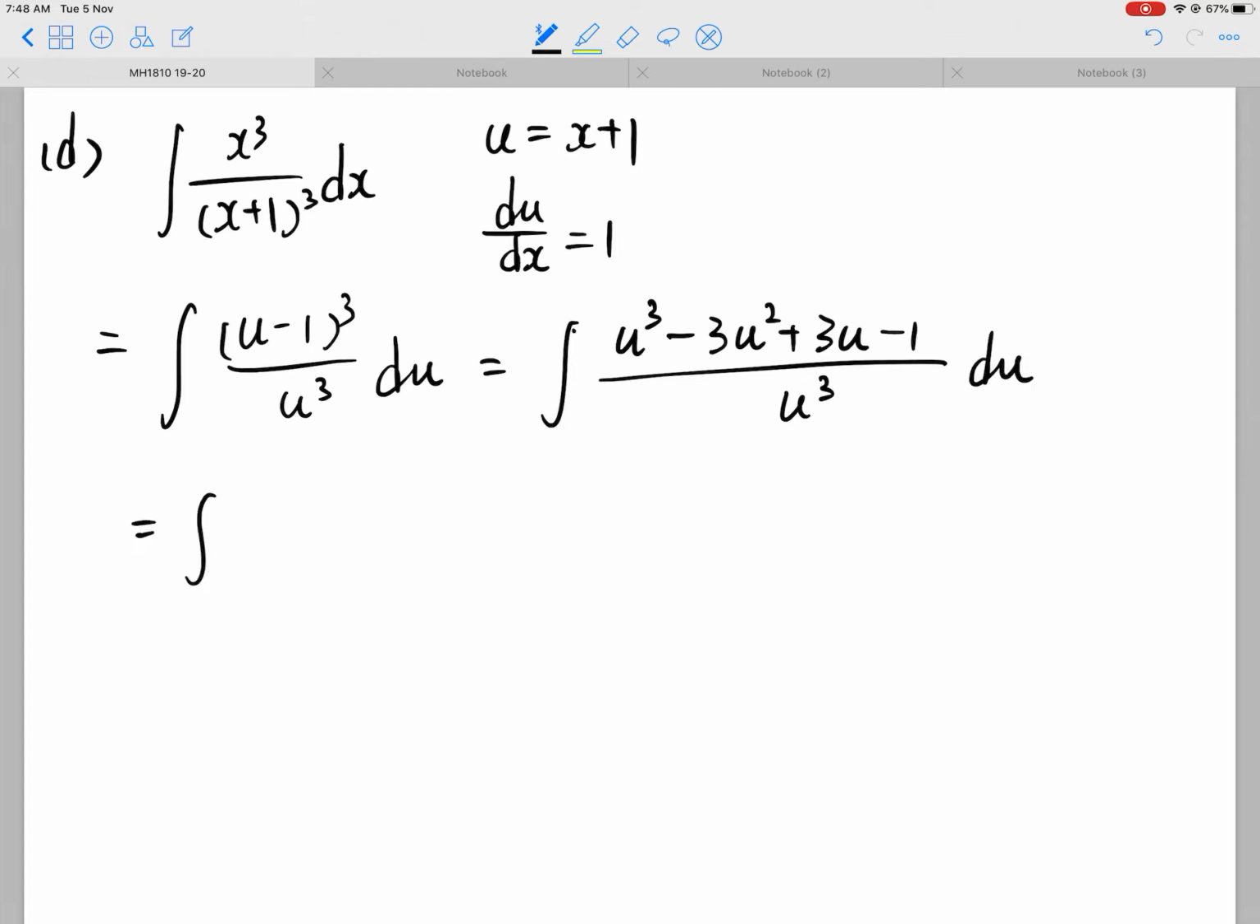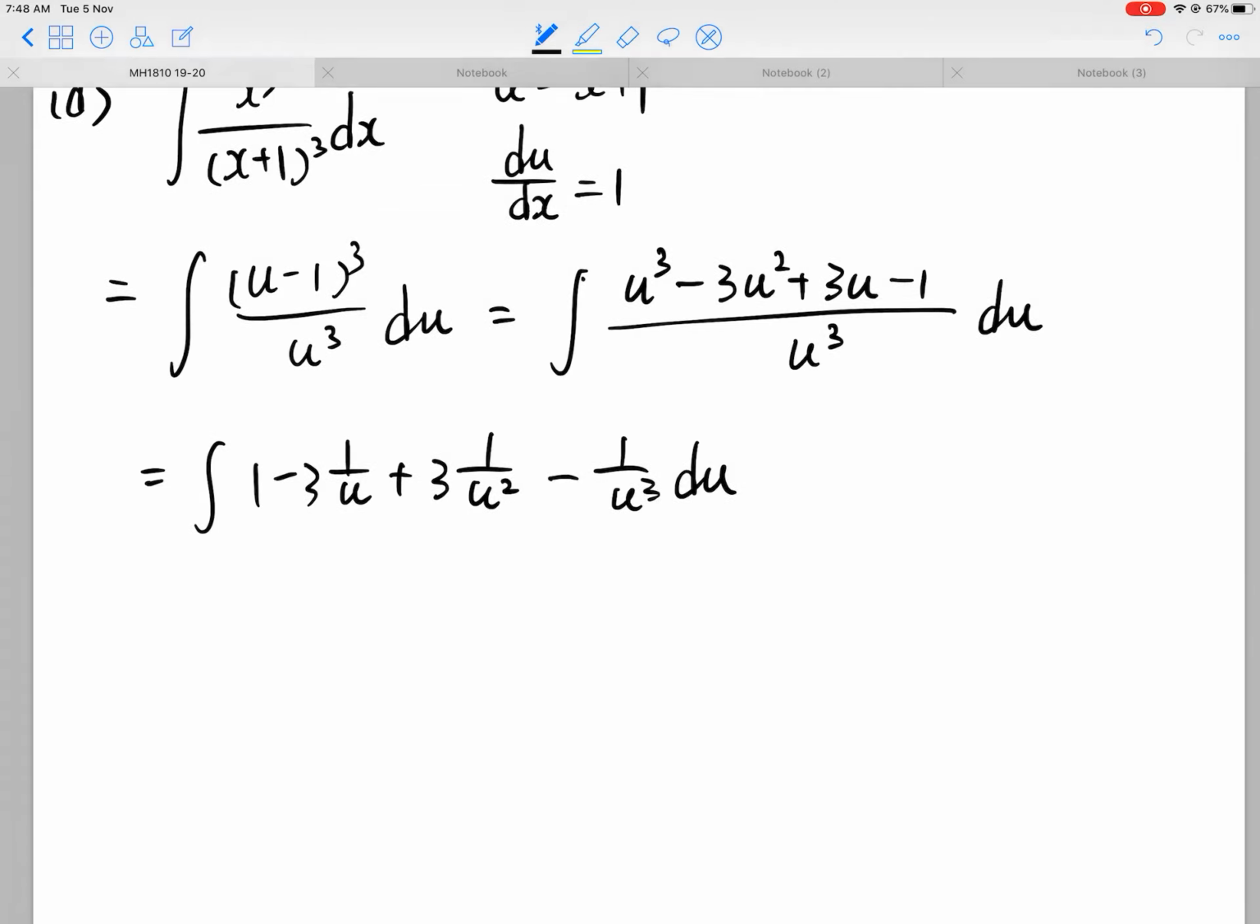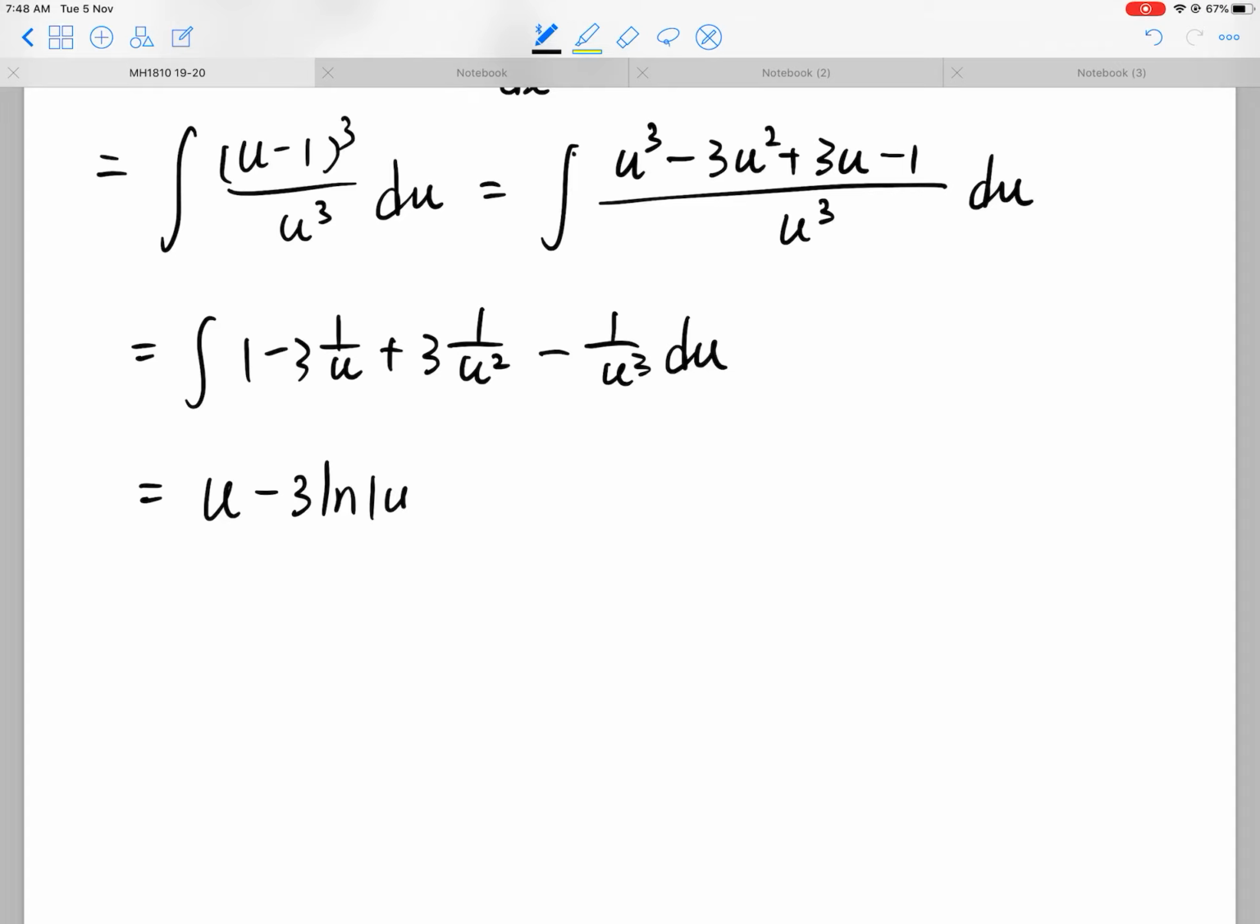Okay, so it's the integration of 1 minus 3 times 1 over u plus 3 times 1 over u squared minus 1 over u cubed du, right? So the integration is u minus 3 log absolute value of u, minus 3 times 1 over u, plus 1 over u squared times a half, plus c.